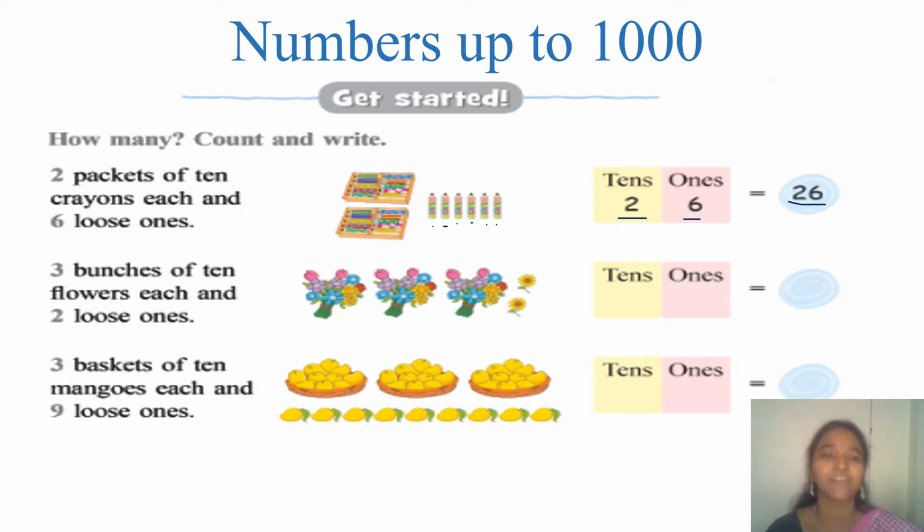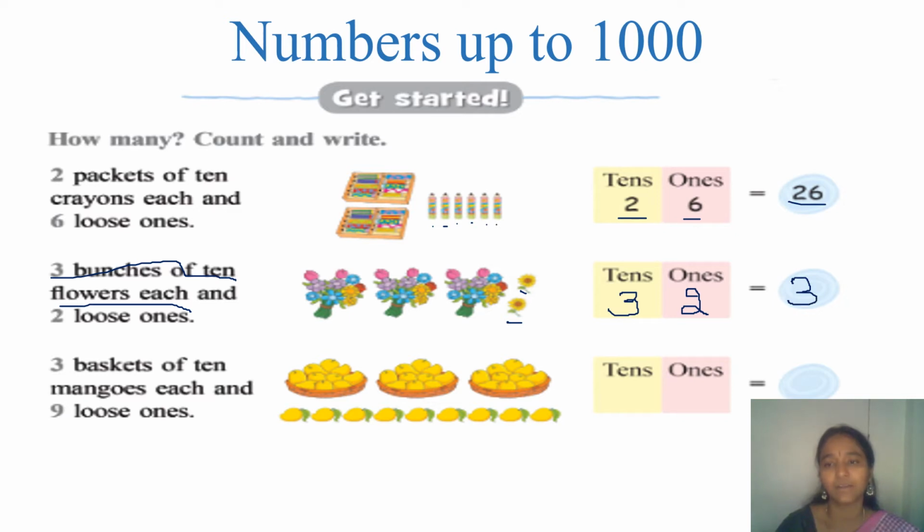Next, 3 bunches of 10 flowers each and 2 loose ones. How many bunches are there? 3, right? Each bunch has 10 flowers. So I am writing 3 under tens. And how many loose ones are there? 1 and 2. So I am writing 2 over here. So total how many flowers are there? 32.